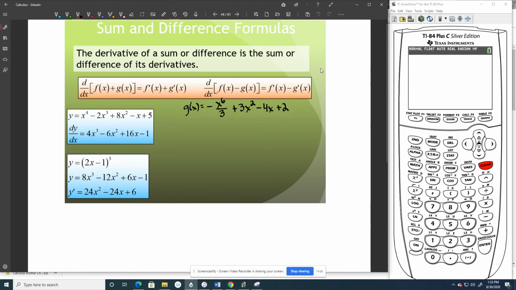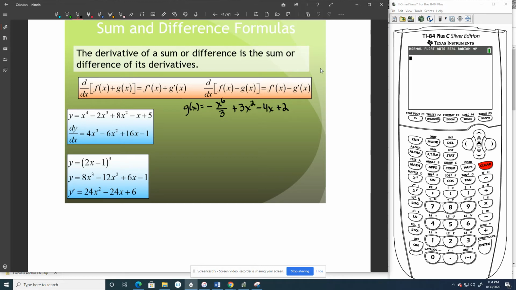Okay. Sum and difference formulas. Another pretty straightforward rule. If I'm taking the derivative of two functions being added together, I just take the derivative of the first and add it to the derivative of the second. You just take the derivative of them separately. Okay. So for example, here's one already done for us. x to the 4th minus 2x to the 3rd plus x squared minus x plus 5.